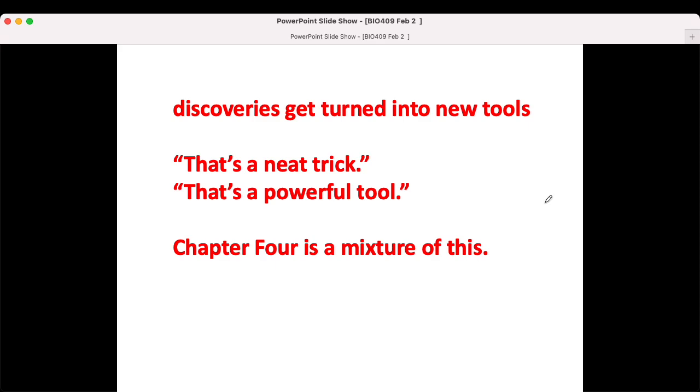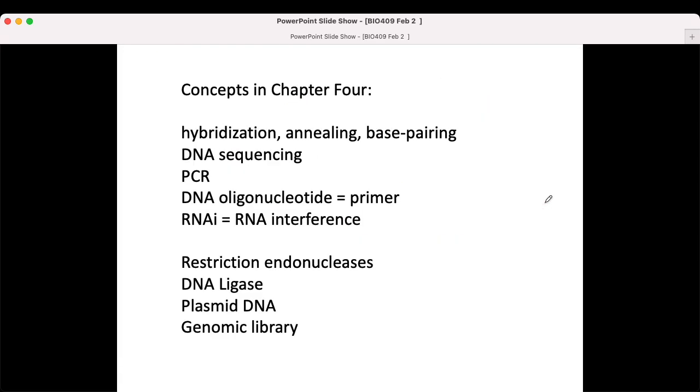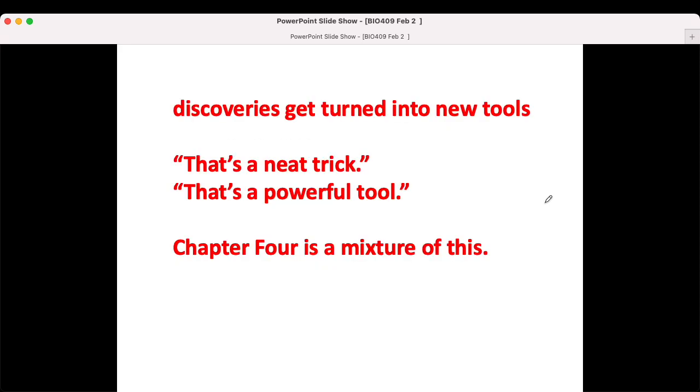Okay, so I showed this before, right? Chapter 4 is kind of a mixture of this attitude, in that it's bringing out some methods. I promised to send it out last time, but this is just a list of what I thought were some of the important method concepts. And in the chapter, that's just the reality of it.